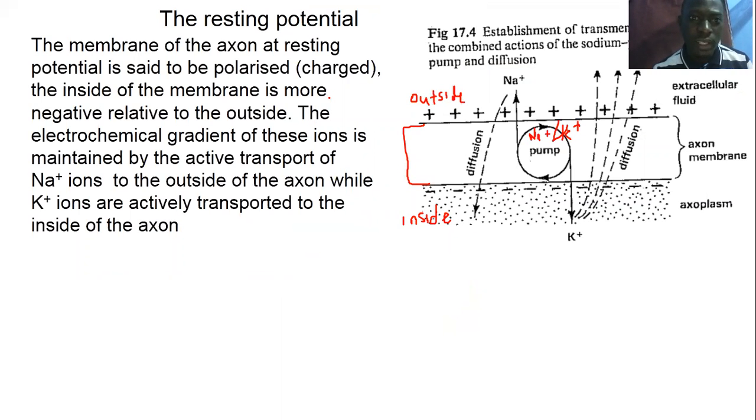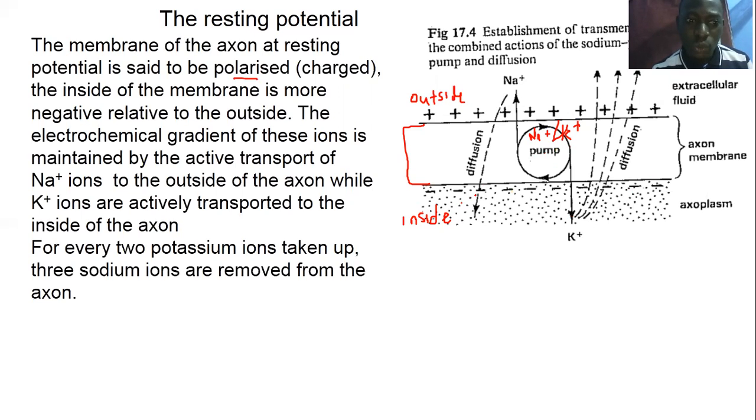Now, first of all, the membrane of the axon at rest is polarized, meaning that one side of the membrane is negatively charged and the other side is positively charged. The electrochemical gradient of these ions is maintained by the active sodium potassium pump within the membrane. And what does this pump do? For every 2 potassium ions taken up inside the axon membrane, 3 sodium ions are removed or taken out of the membrane. So for every 2 potassium that enter, 3 sodium move out.